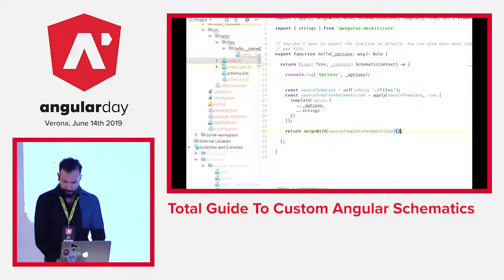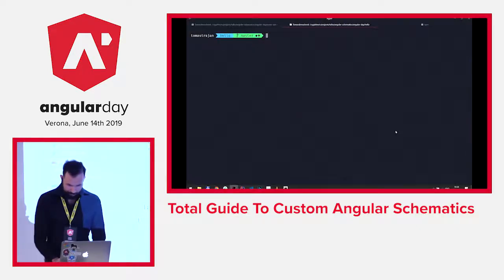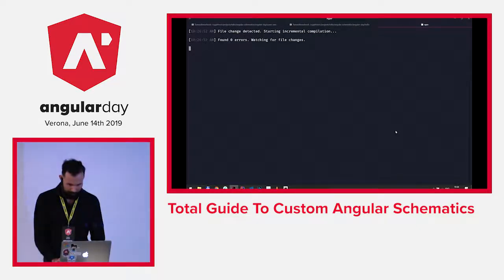So, and we know that the rule can be called with tree and context. So let's do just that. Let's call it with the tree and the context. All right. Now it seems to be compiled. That's nice.